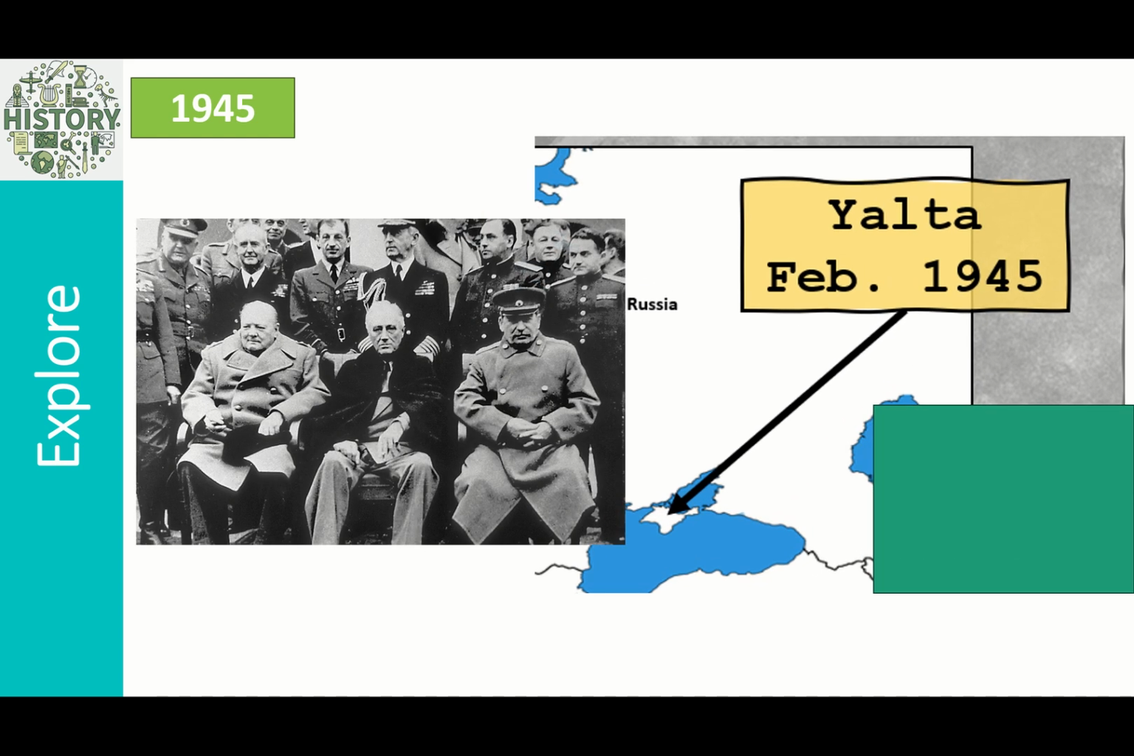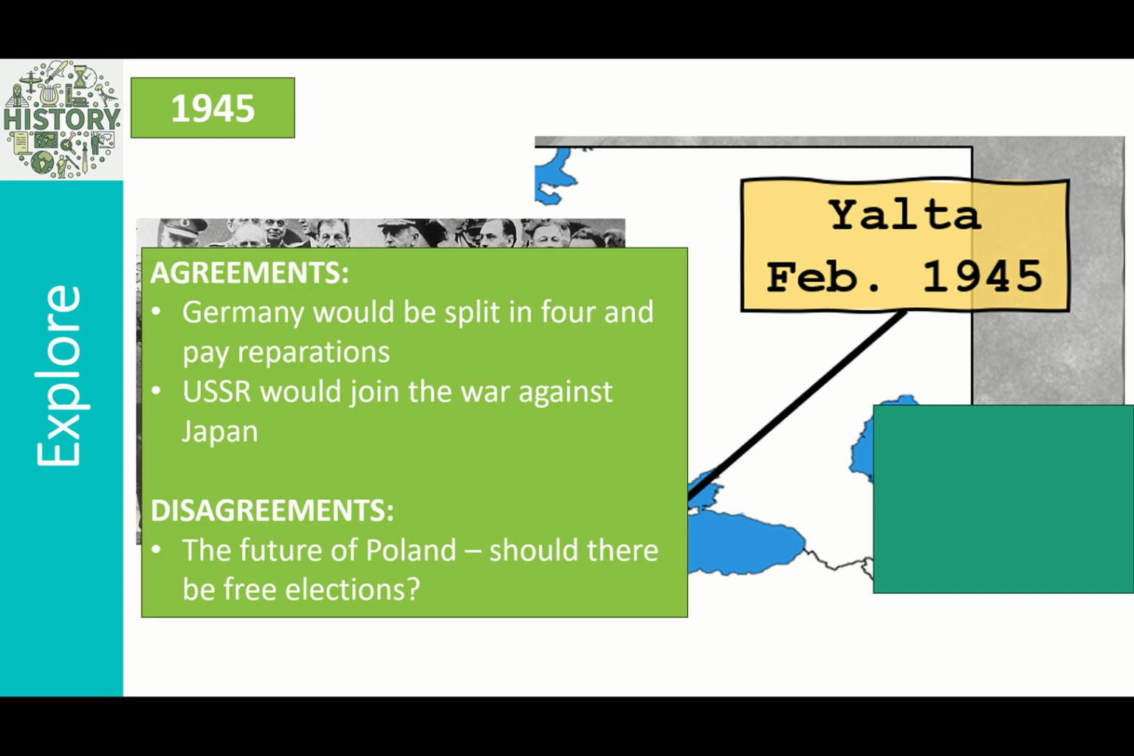February 1945, we have the same leaders, looking a little bit grumpy this time, a little bit cold. These are some of the key agreements: that Germany would be split in 4 and would pay reparations, and the USSR would join the war against Japan. There is still a disagreement about the future of Poland.